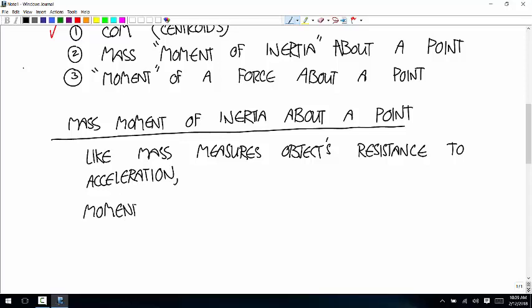The mass moment of inertia about a point. Mass moment of inertia measures an object's resistance to angular acceleration.